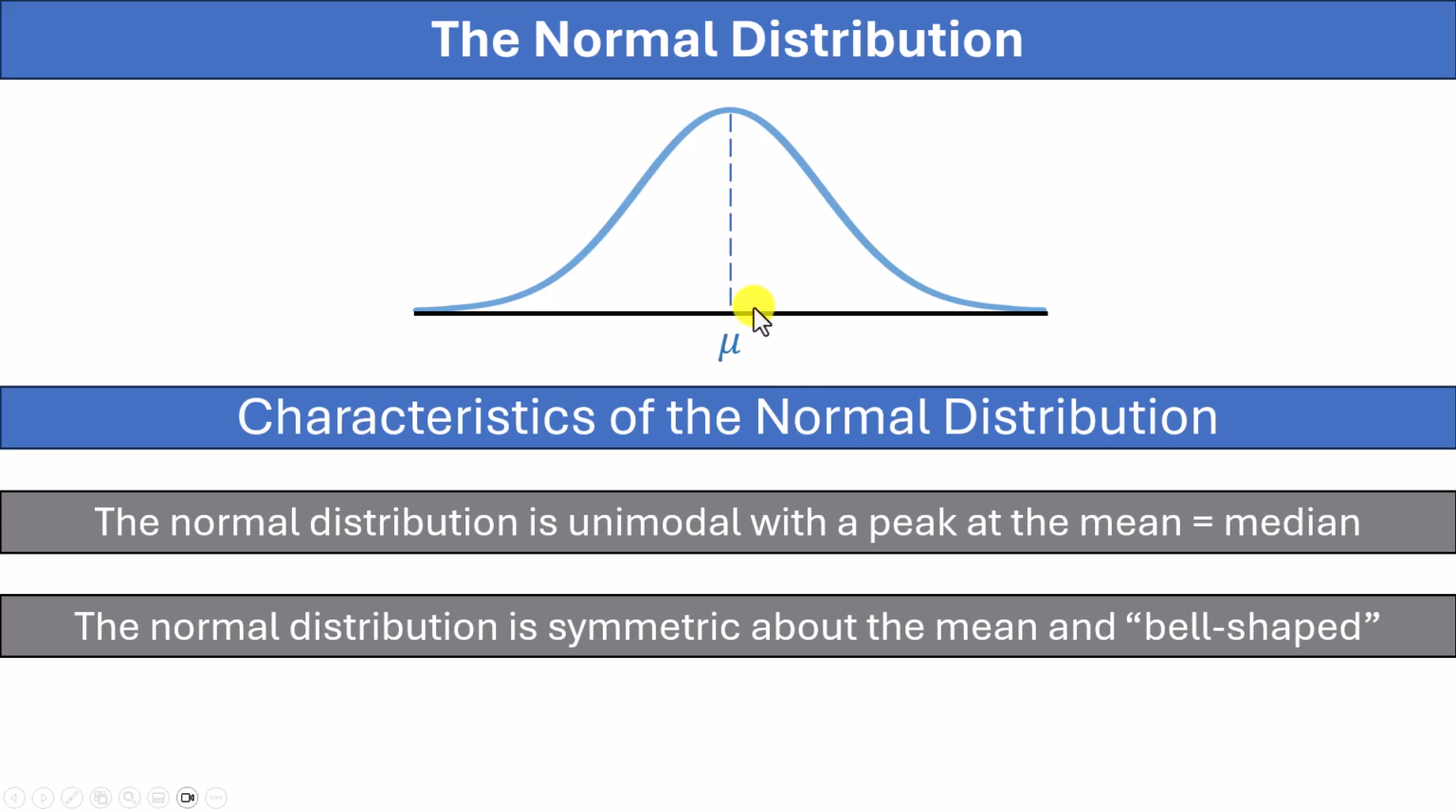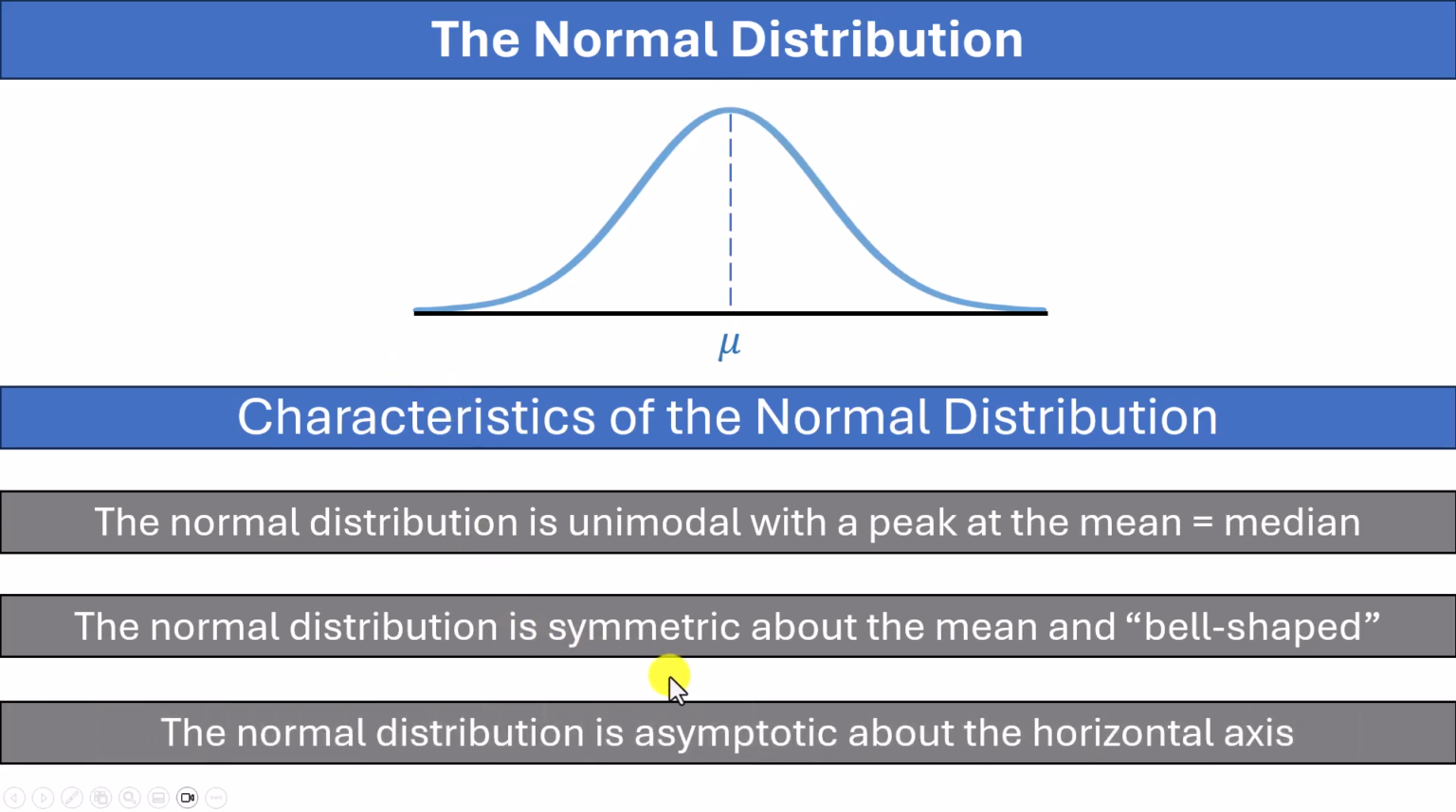So we kind of have a mirror image on either side of the mean, either to the left or to the right, and the shape kind of looks like a bell. The normal distribution is also asymptotic about the horizontal axis. That means that the distribution gets closer and closer and closer to the horizontal axis, but technically never hits it. So that means the further away you get from the mean, the less likely a value is to occur, but technically it never reaches zero.